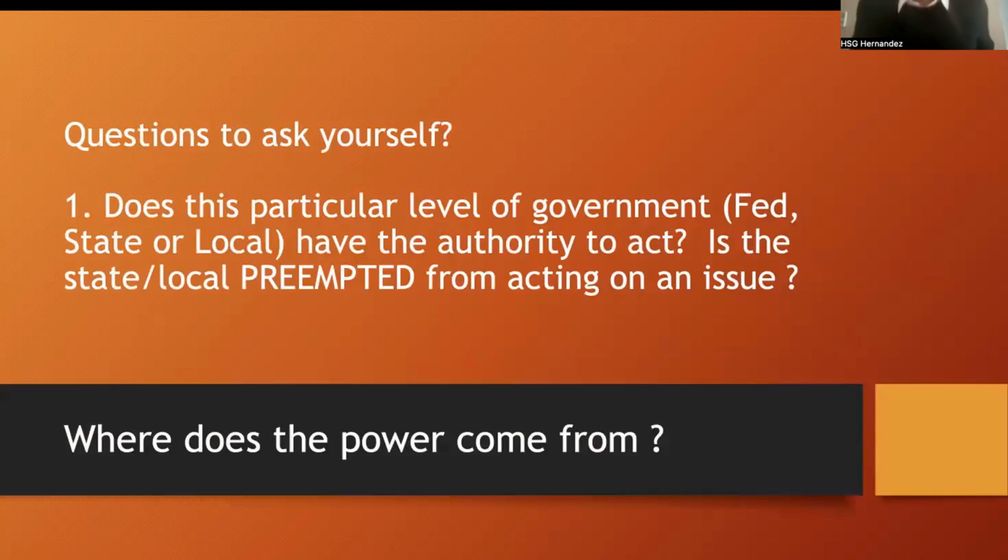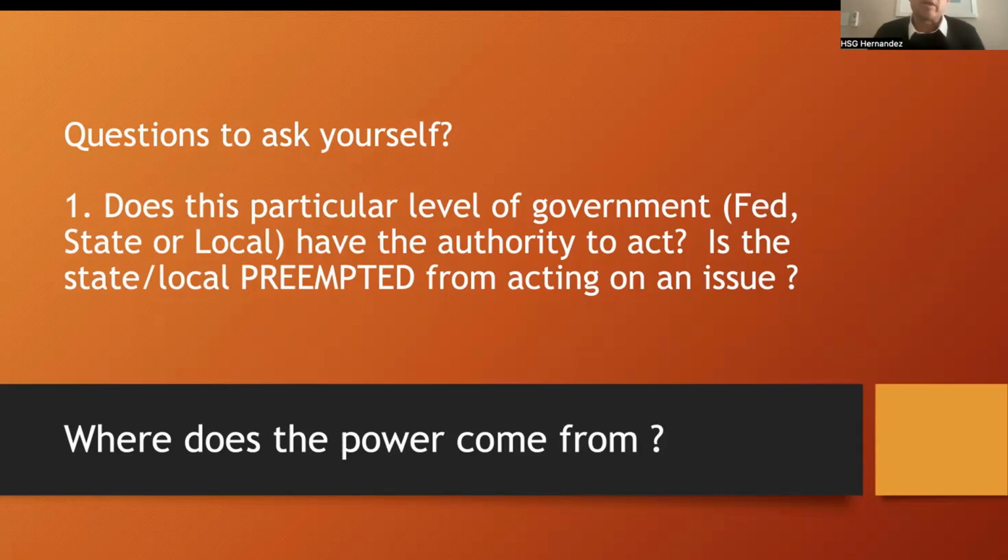Okay, so let's start here. The next step, let's go here. Once you have identified the level of government that you're trying to impact, the next step is to identify where the authority comes from for this level of government to act. And if you're talking at the federal level, the state level, or the local level, you have to be very clear. And the reason for this is then you can be very confident that this level of government does in fact have the authority to act on your particular issue.